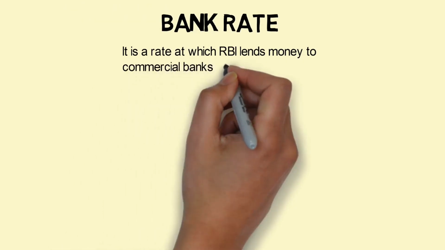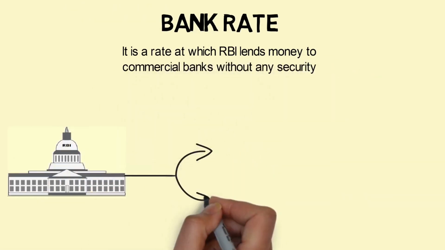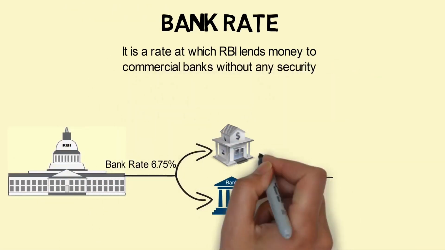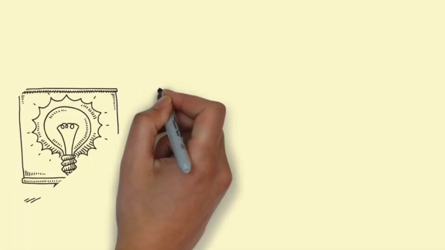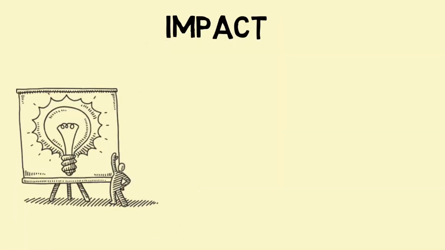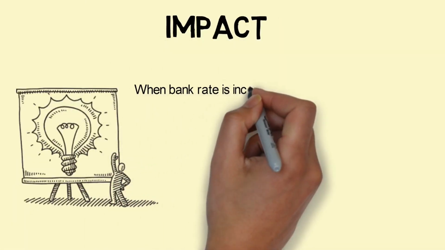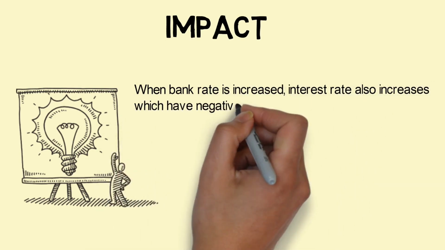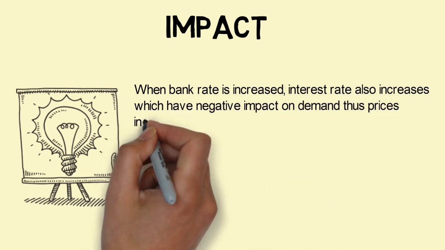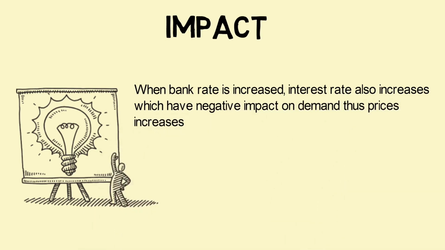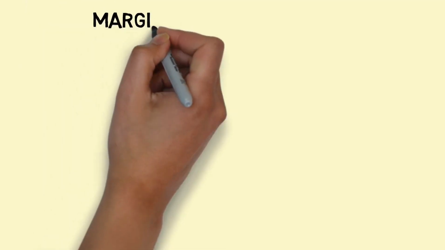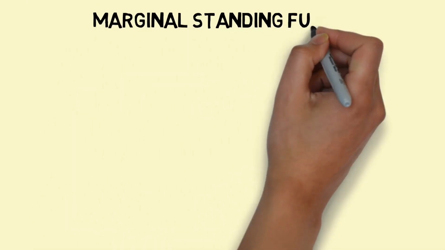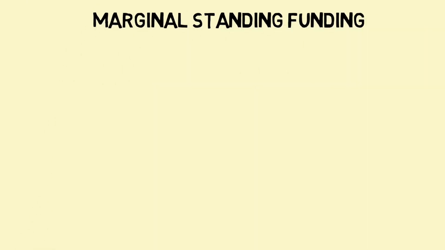The next tool is the bank rate. It is the rate at which RBI lends money to commercial banks without any security. What is the impact of the bank rate? When the bank rate is increased, the interest rate also increases, which has a negative impact on demand. Thus, prices decrease.